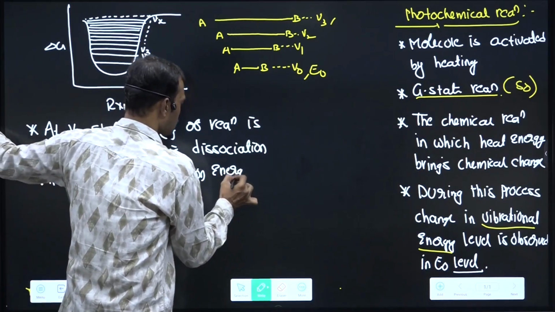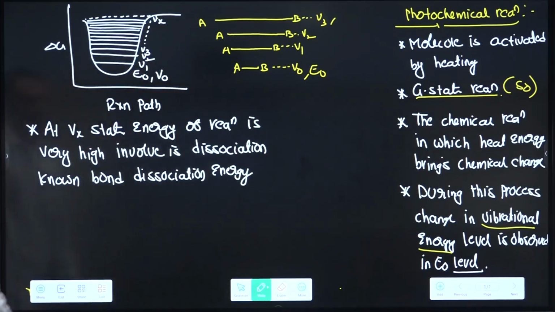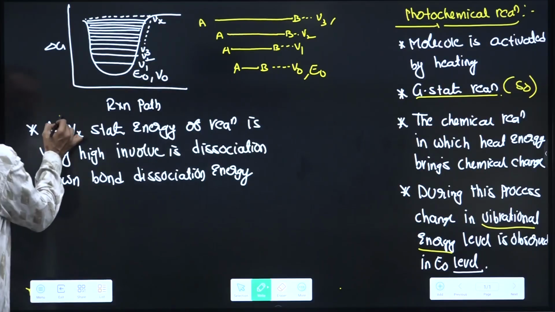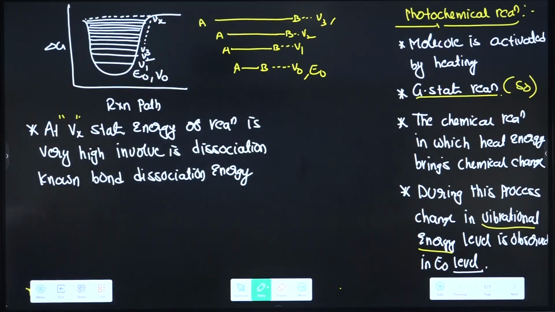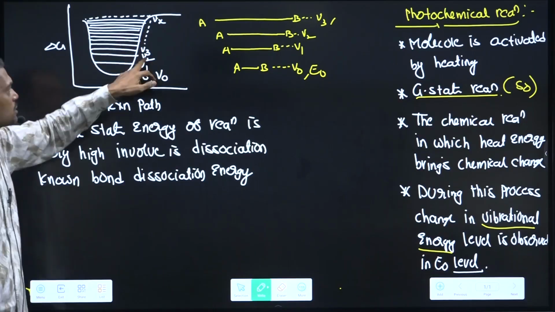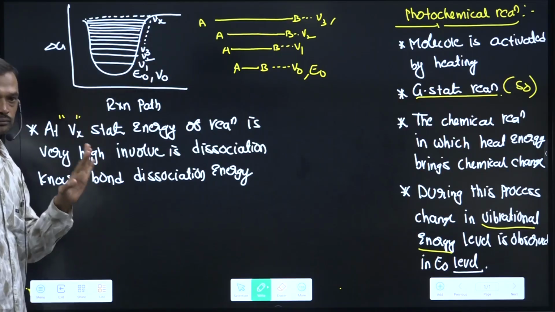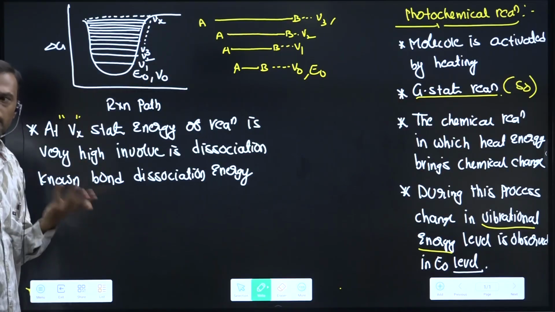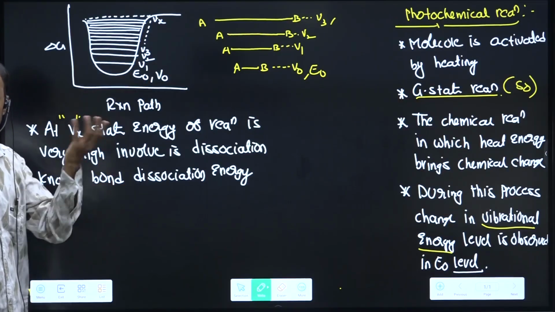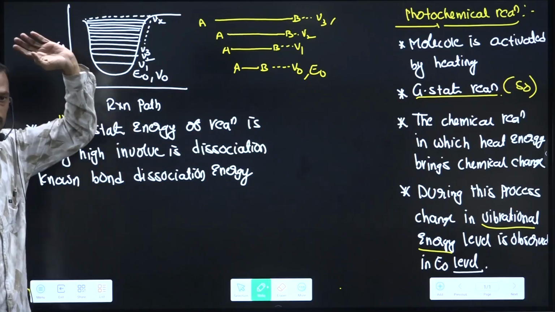This is called bond dissociation energy. So you need to remember Vx. Vx may be anyone. It may be V4, V5, V6, any. It depends on the molecule, so don't think that Vx means a minimum of 3 is possible. Vx may be V7, V18, V20, V40, anything.